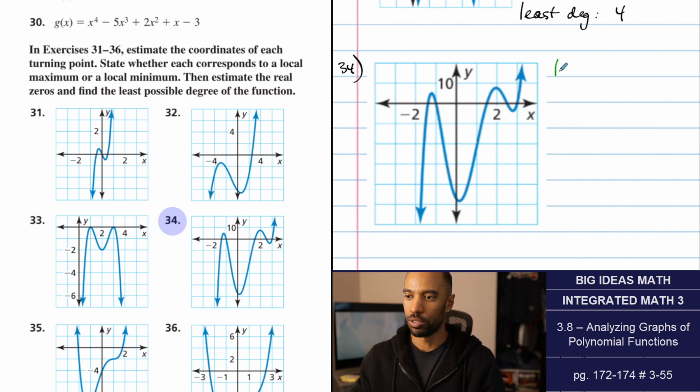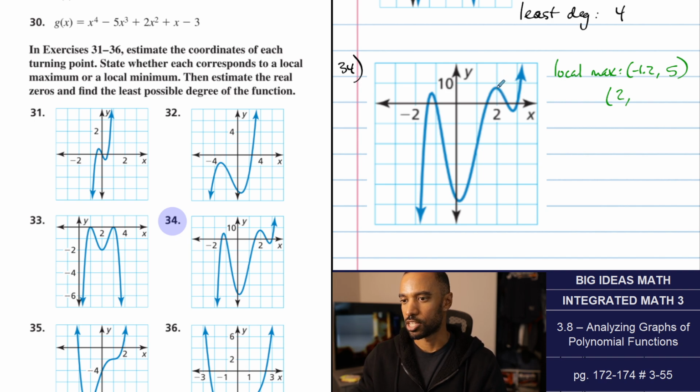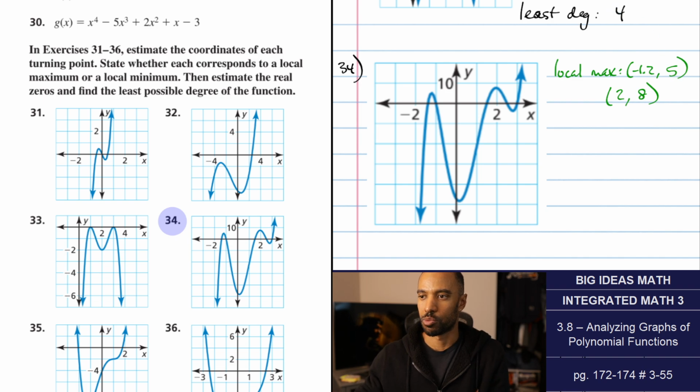Let's start with local maxes. Let's highlight where they are. 1, 2. So this one is at, these go by 1s on x. So maybe -1.2, comma, maybe 5. Not 0.5, but 5. Remember, these are going by 10s here. And this one, let's say it's at x equals 2. It may be a little less, but whatever. They said estimate. Y is around, I don't know, 7, 8. 8? 2, 8. Those are my local maxes.